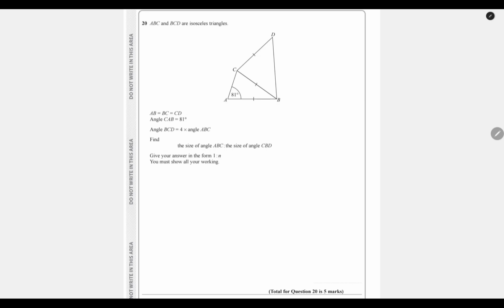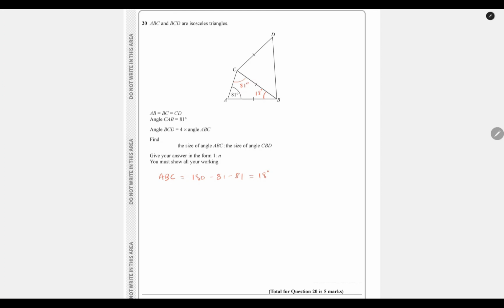So the first thing that we can do is we know that this angle here is also going to be 81 degrees because it's an isosceles triangle, and the two lines that are the same, i.e. AB and BC, therefore the angles BAC and ACB are going to be the same. So that means that we can work out this angle here, which is ABC. So angle ABC is the total angles in a triangle, which is 180 minus 81 minus 81, and that is equal to 18 degrees.